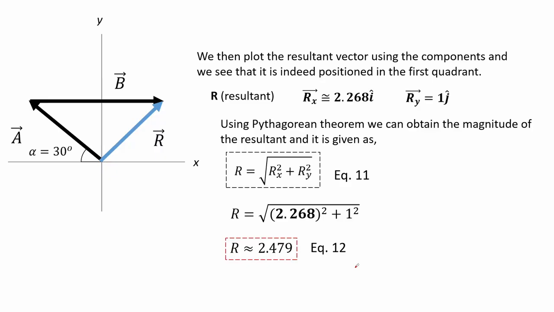We then plot the resultant vector using the components and we see that it is indeed positioned in the first quadrant as suggested by the positive values of its components. Using Pythagorean theorem we can obtain the magnitude of the resultant and it is given by equation 11. Manipulating the equation we get the magnitude of the resultant vector shown in equation 12.